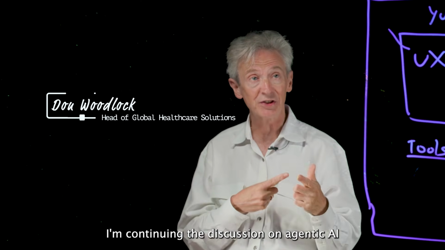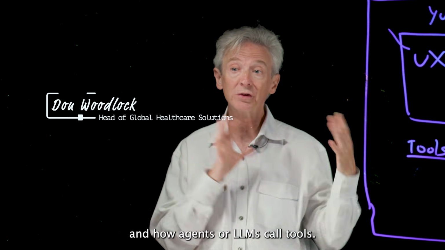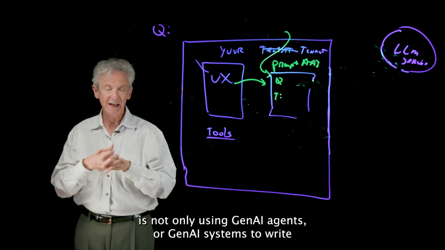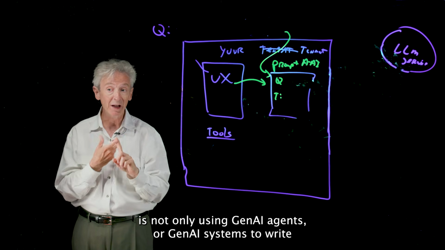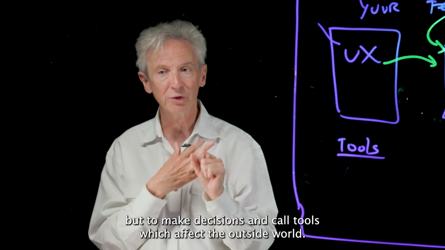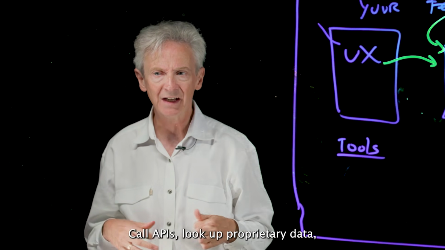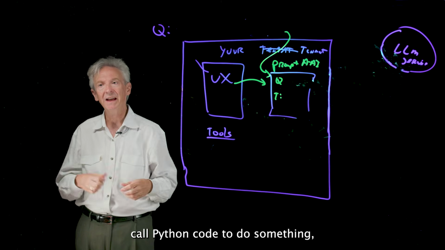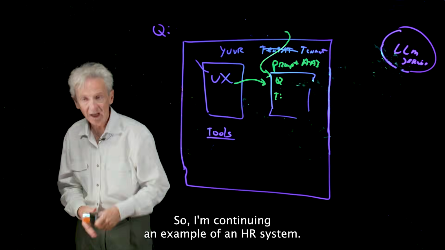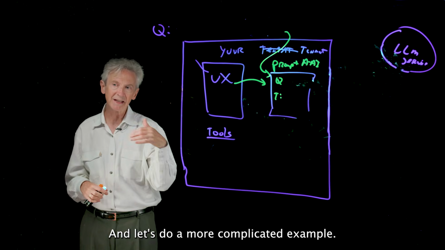I'm continuing the discussion on Agentic AI and how agents, or LLMs, call tools. Because part of the Agentic AI flow is not only using GenAI systems to write, like they have done for the past couple years, but to make decisions and call tools which affect the outside world. Call APIs, look up proprietary data, call Python code to do something, so they can get things done. So I'm continuing an example of an HR system, and let's do a more complicated example.